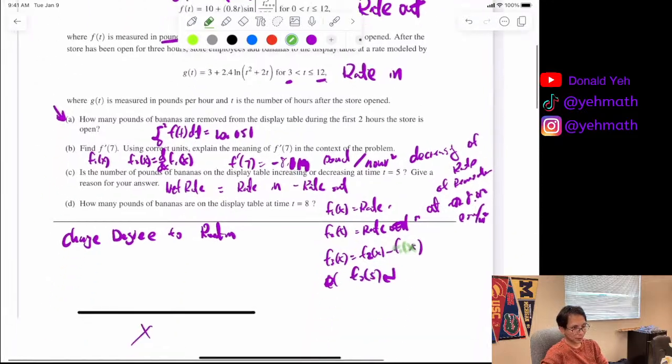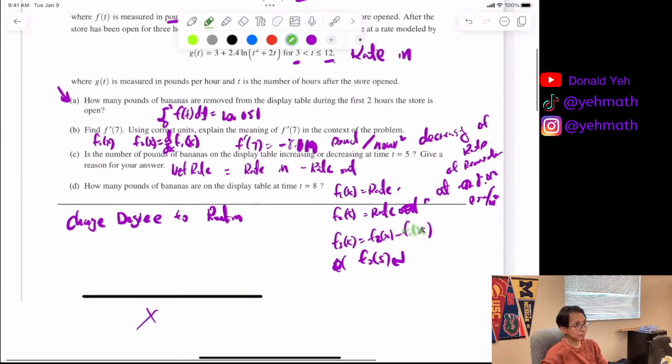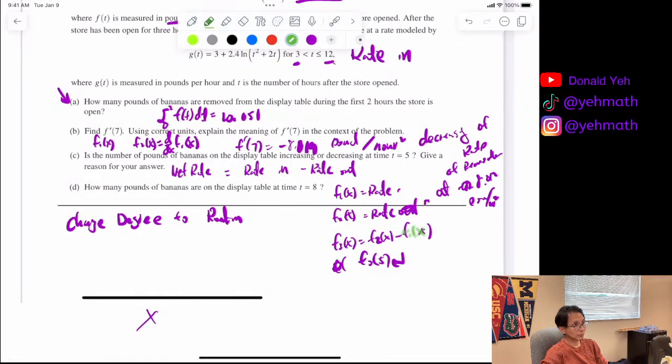Yeah, 2.26 is right. All right, so D is gonna be what? How many pounds of bananas on the display table at t equal to 8? This is a very important one. I think I got this. I got 36.8. I don't think that's right. Do you have to do the integral of the net rate?